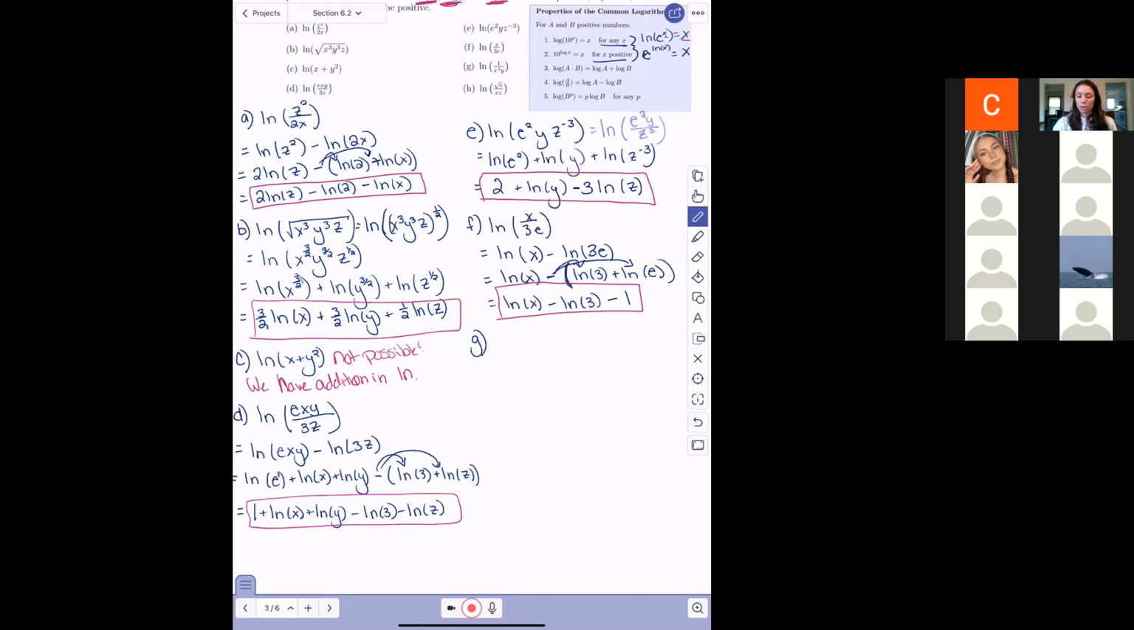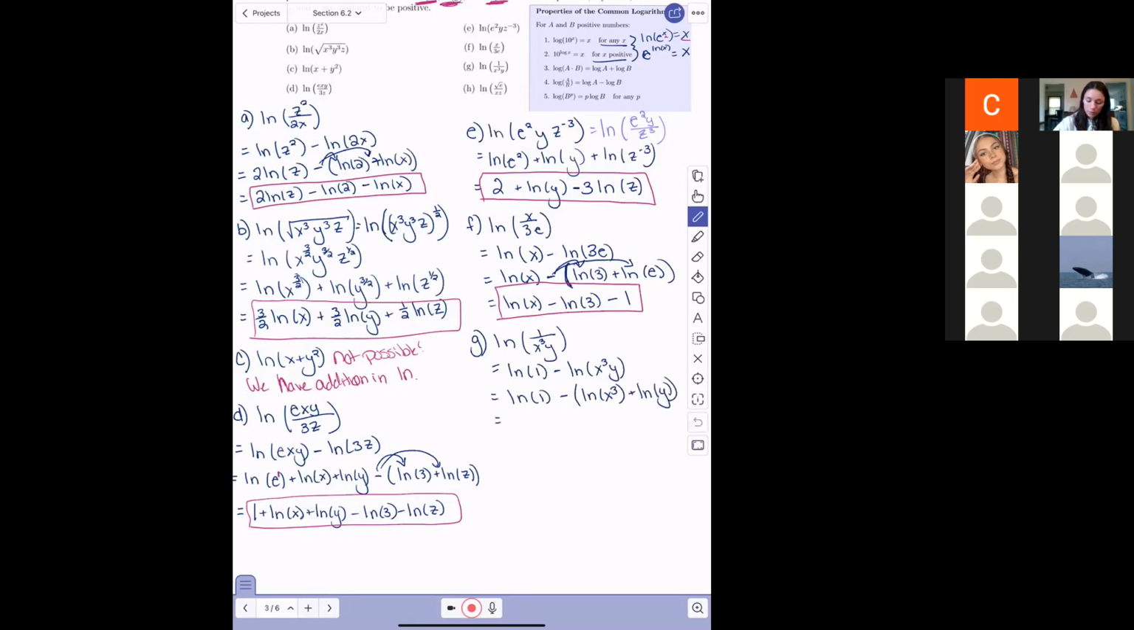Okay, moving on to problem G. We have the natural log of 1 over x cubed y. What's our first step here? Property 4. Good, so we'll take the natural log of 1 minus the natural log of x cubed y. Natural log of 1 is going to stay as is. We have minus. How do we get rid of this multiplication inside of our natural log here? Property 3. Good, so we'll have the natural log of x cubed plus the natural log of y.